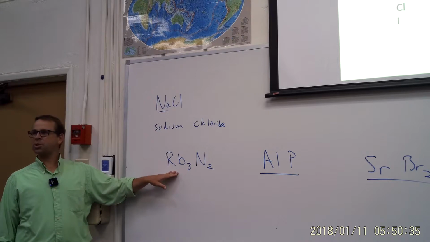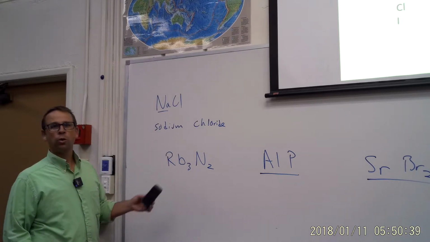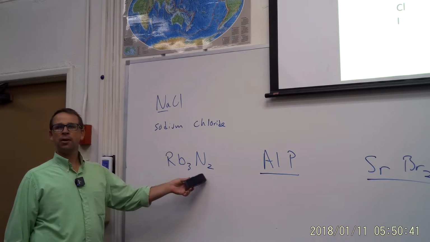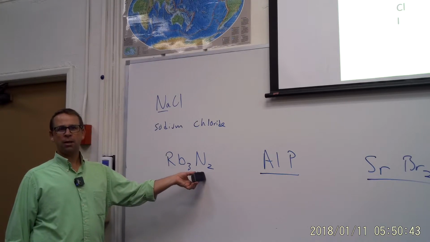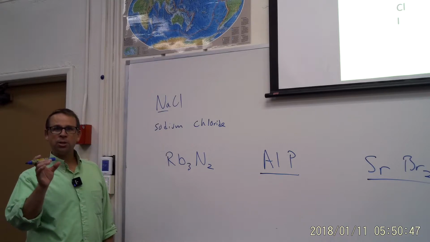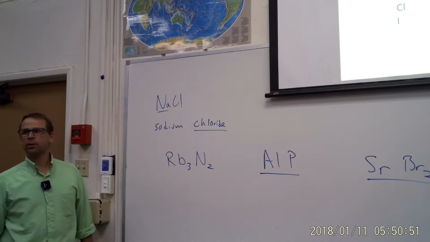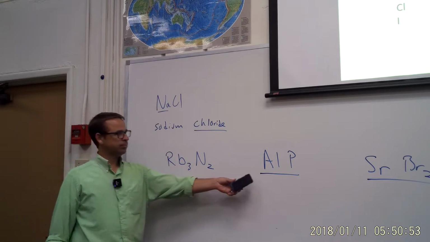So what do you got here? What's the name of this compound? Anybody know? Rubidium nitride. Rubidium nitride, right? We took nitrogen and turned it into nitride, just like we took chlorine and turned it into chloride. Okay, how about this one?